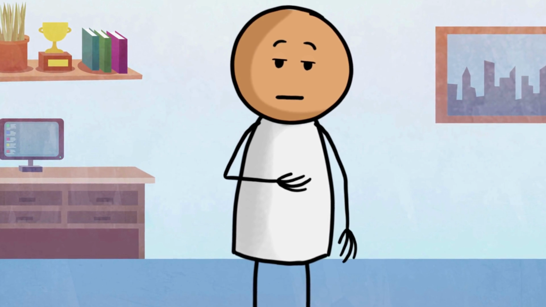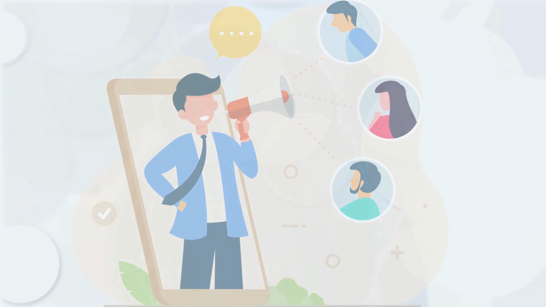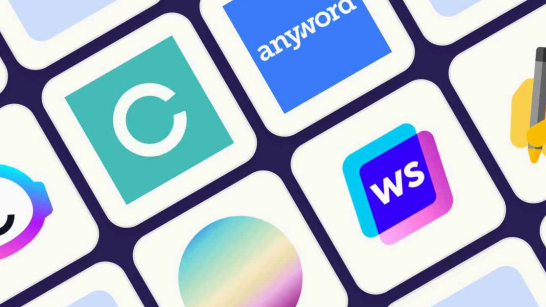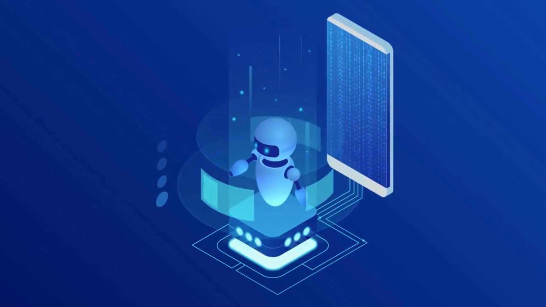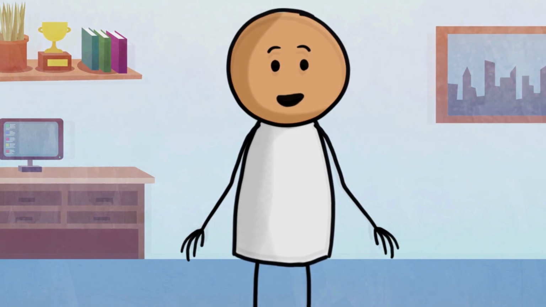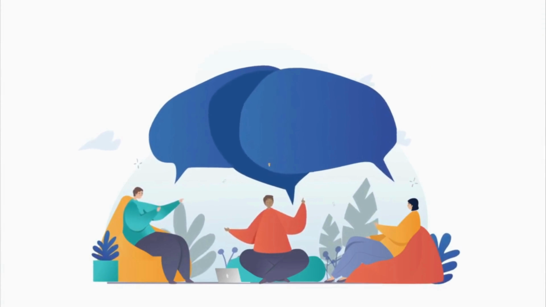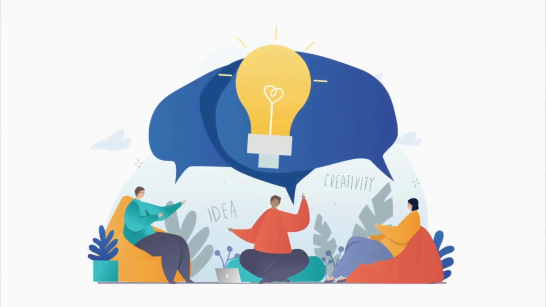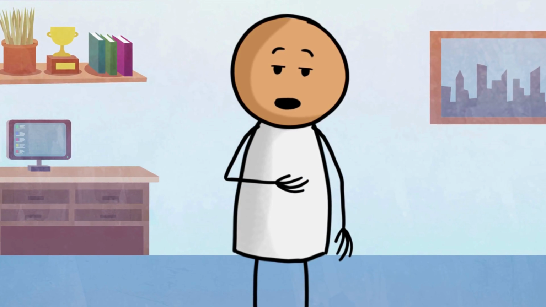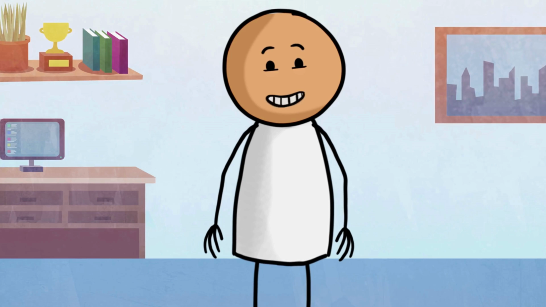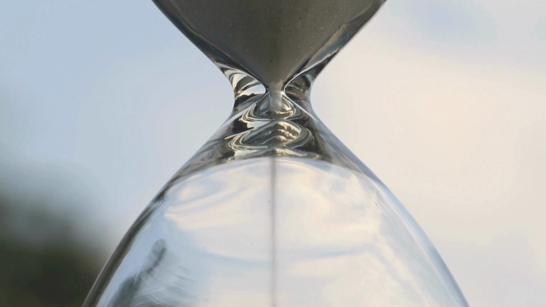Script writing is the foundation of engaging and informative videos. Luckily, there are free AI tools available that can assist you in generating compelling scripts. Tools like Conversion.ai, Shortly AI, and Rytr offer AI-generated content ideas, writing suggestions, and even keyword optimization tips. With the help of these tools, you can create scripts that captivate your audience while saving time and effort.